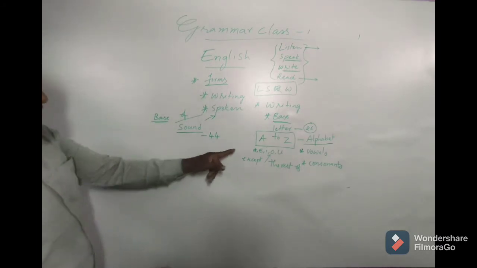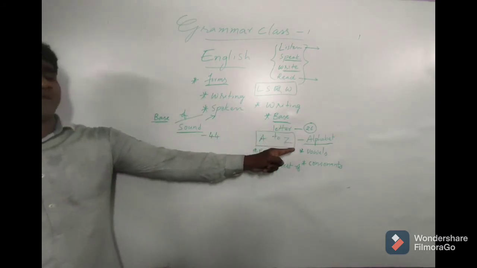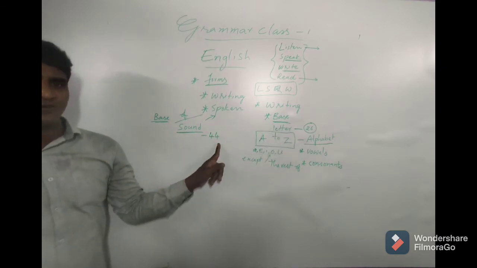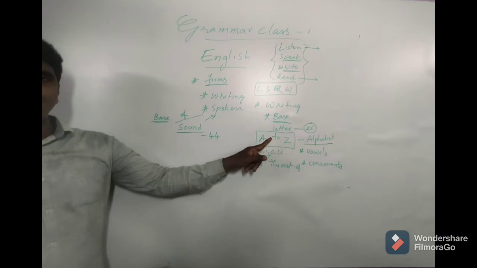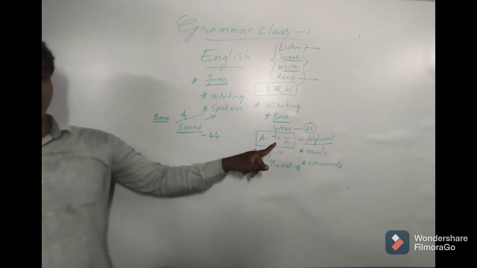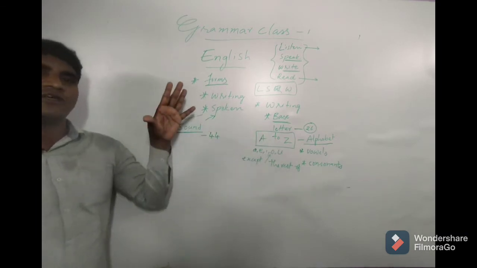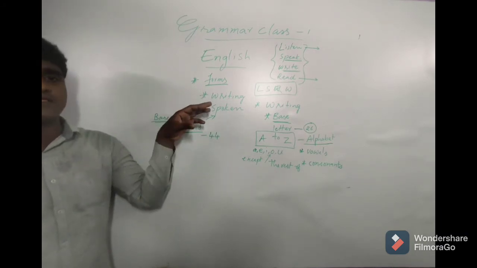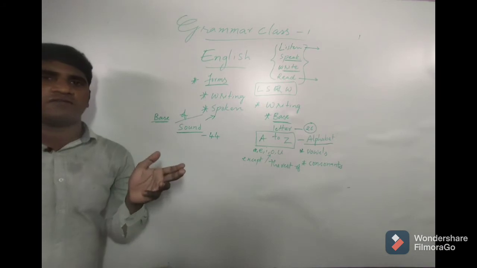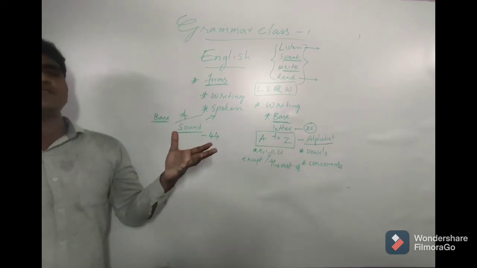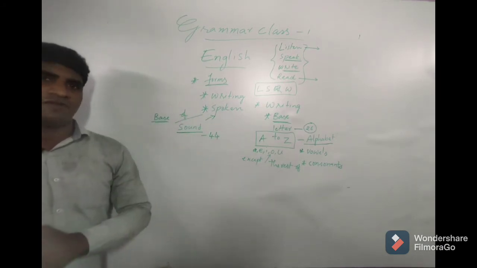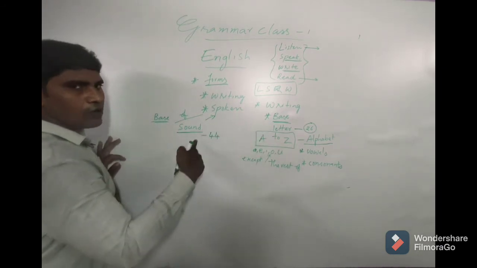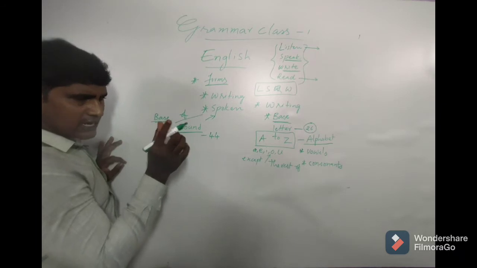So in the English language, only 26 letters are there, but with those 26 letters, we can make 44 sounds. So there is no one-to-one relation in the English language. English is therefore a somewhat confusing language, because sometimes in one place a letter is pronounced one way, whereas in another place the letter is pronounced in a different way. Since there is no one-to-one relation between letter and sound, there is a slight confusion.